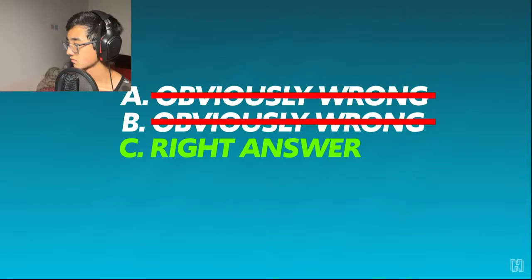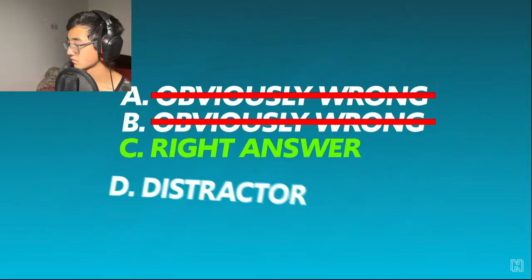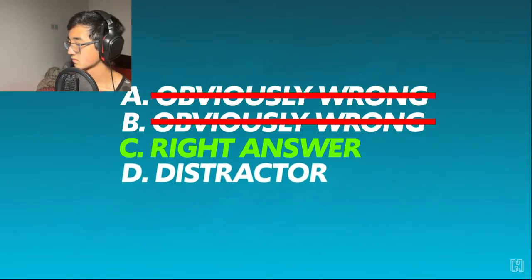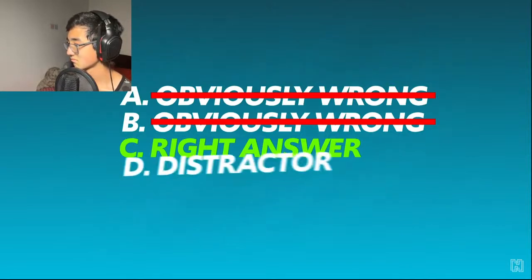And the last of the 4 is what they call the distractor. The distractor looks kind of right. It might almost be right, but ultimately it's wrong. Now, why do the AP overlords do such things?